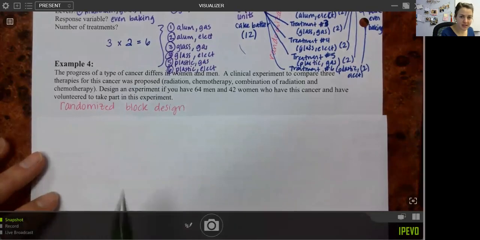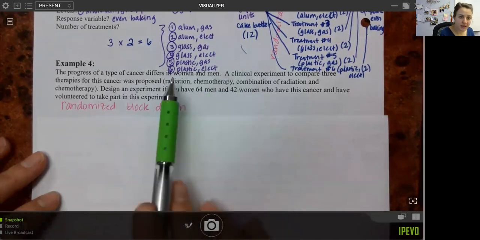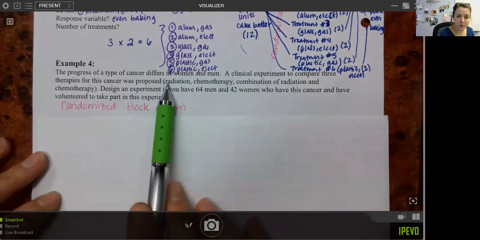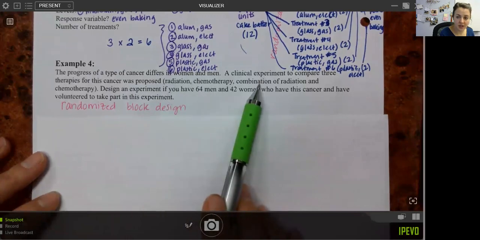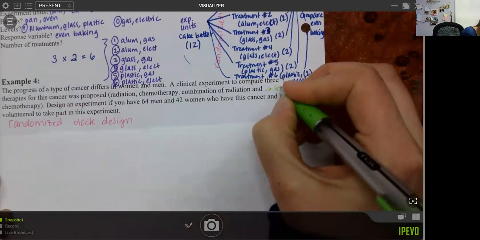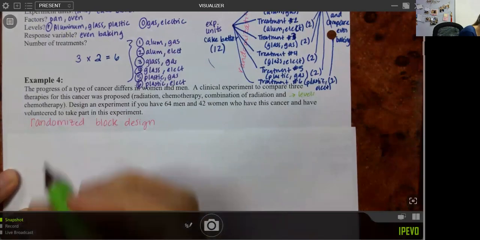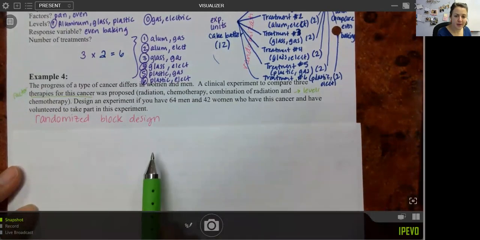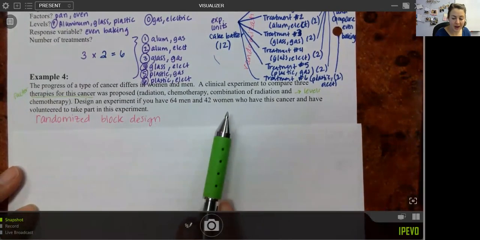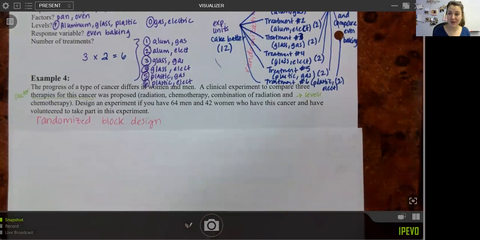The progressive type of cancer differs in women and men. A clinical experiment to compare 3 therapies for this cancer was proposed: radiation, chemotherapy, and a combination of radiation and chemotherapy. It looks like these that they just listed are my levels, which means that my factor is probably the therapy for cancer. Design an experiment if you have 64 men and 42 women who have this cancer and have volunteered to take part in this experiment. So you actually already have your people that you need. Let's use the people who actually volunteered for this.